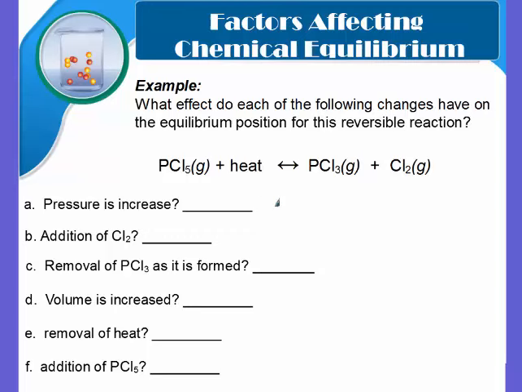Pressure is increased, which means volume is decreased. We want less gas. We have 1 mole of gas to 2 moles of gas. So it's going to shift left towards less gas. When we add chlorine, it would shift left to use that chlorine up. If we remove PCl5 or PCl3, then it's going to shift right to make more PCl3.